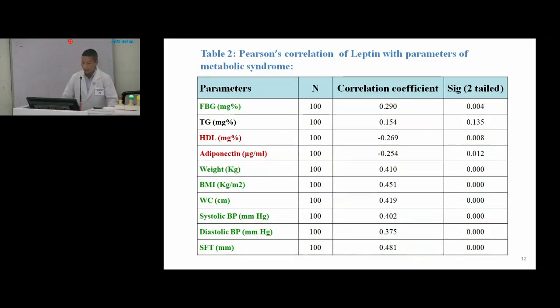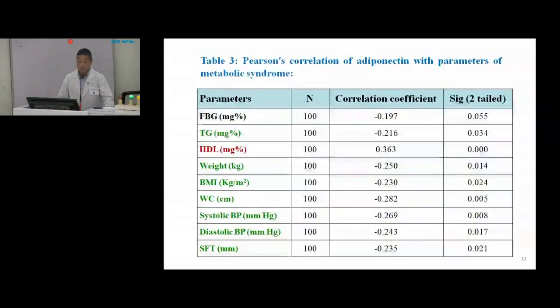Table 2 shows the Pearson correlation of leptin with parameters of metabolic syndrome. This table shows that the levels of HDL and adiponectin were significantly negatively correlated with leptin levels, whereas fasting blood glucose, weight, BMI, waist circumference, blood pressure, and skin fold thickness were significantly positively correlated with leptin level. Table 3 shows the Pearson correlation of adiponectin with parameters of metabolic syndrome. In this table, we can see that HDL correlates positively with adiponectin level, whereas triglyceride, weight, BMI, waist circumference, blood pressure, and skin fold thickness correlate significantly negatively with adiponectin level.